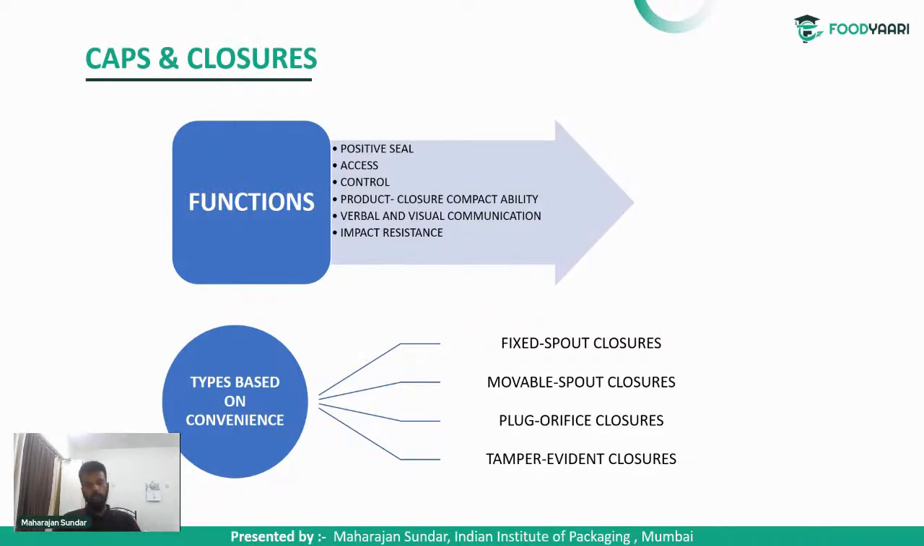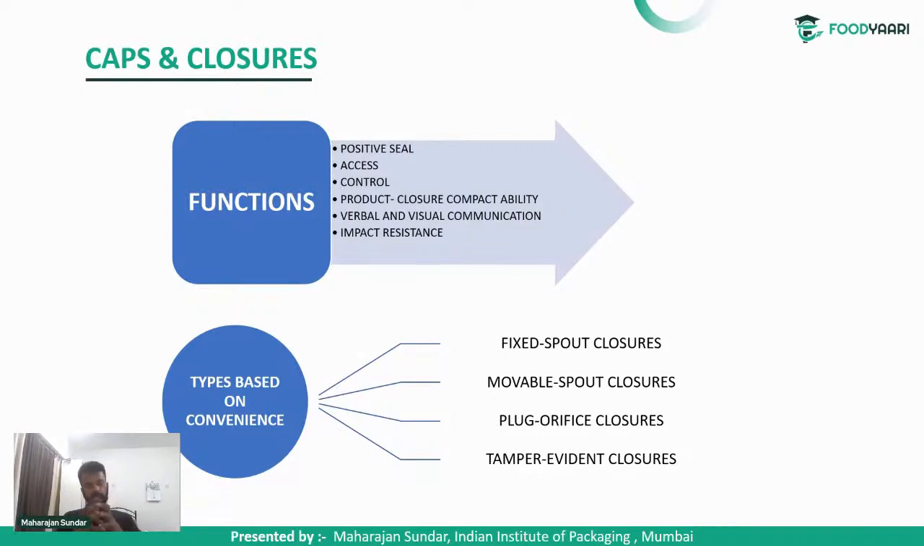Product closure compatibility should also be seen. For laminates, we can't give such a closure, and for a glass bottle we can't give an unsuitable plastic closure. Okay. Closures might also be used in verbal and visual communication. It should be impact resistant. In a closure, we usually open and close it an n number of times, which will provide impact on it, so the cap and closure should resist the impact provided by it.